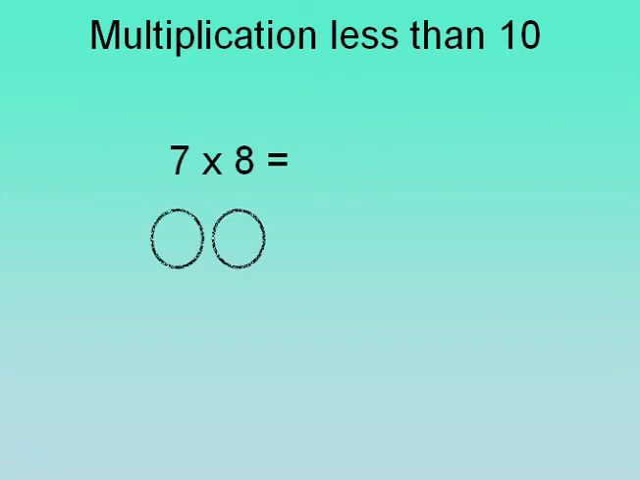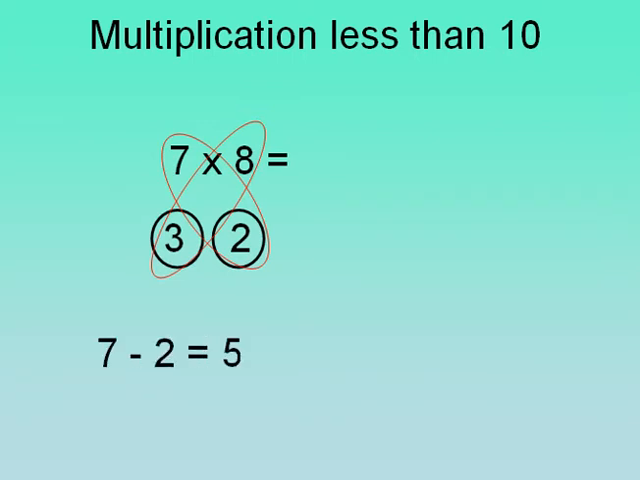Draw 2 circles under each of the numbers. The first question we ask is how many does it take to get to 10 for each of these numbers? It takes 3 to get 7 to 10 and 2 to get 8 to 10. Now we subtract on the diagonals. So we're going to subtract 2 from 7 or 3 from 8. And this gives us the number 5 in both cases and will always give us the same answer.